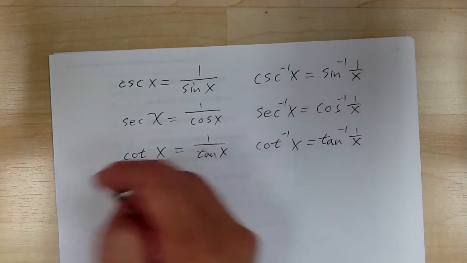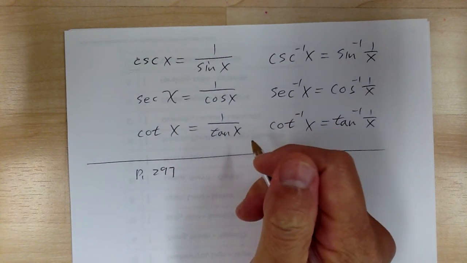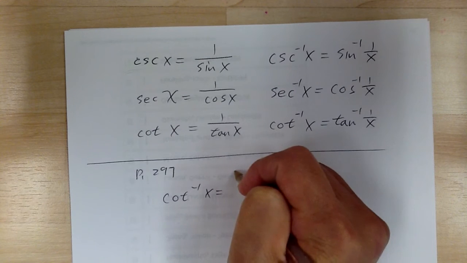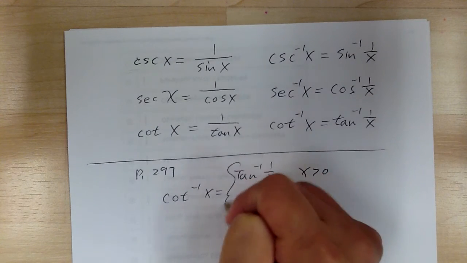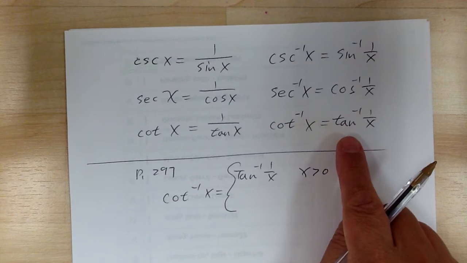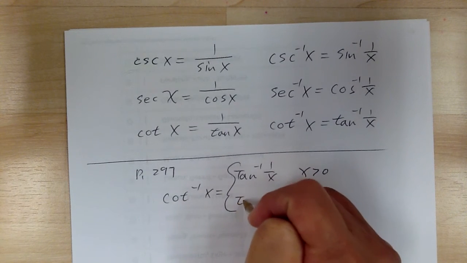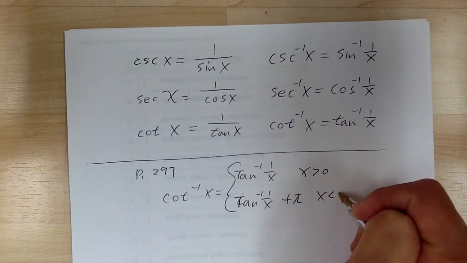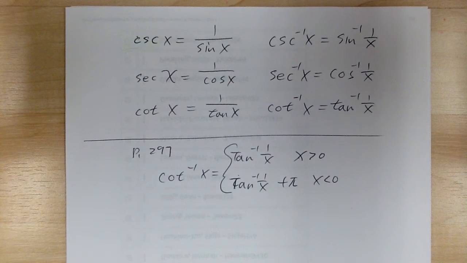If you go to page 297, you have inverse cotangent of x equal to inverse tangent of 1 over x, when x is positive. You have to be very careful with the inverse tangent and inverse cotangent. That's an additional thing to be aware of: you have to add pi if x is negative. If x is negative, this will be in the wrong quadrant, so you have to add pi to get within the boundary. So let's go over some examples.